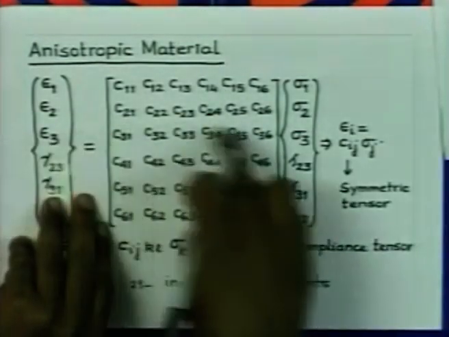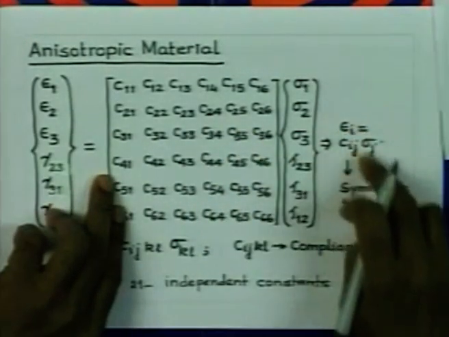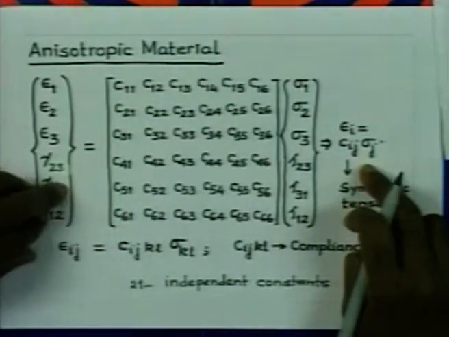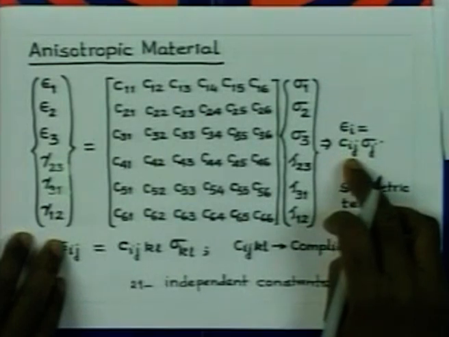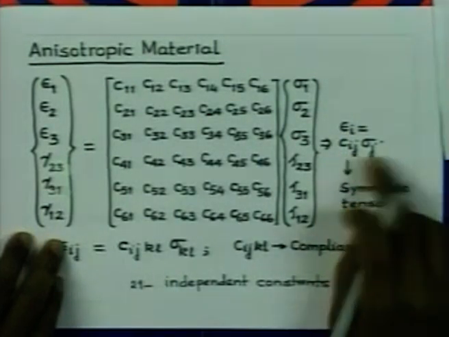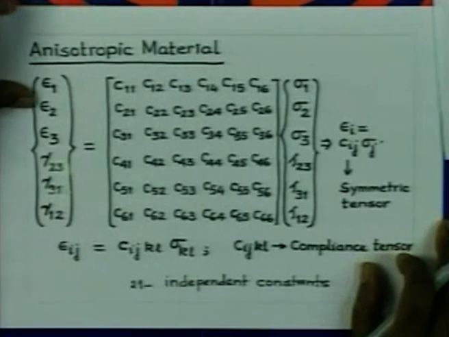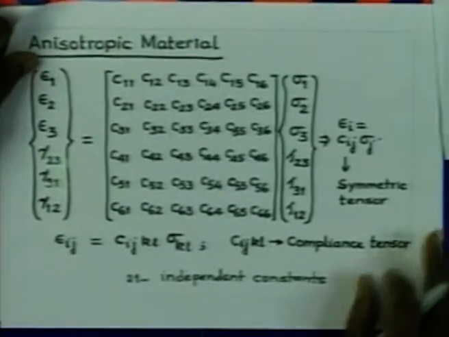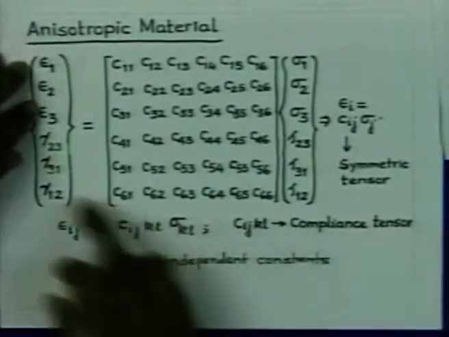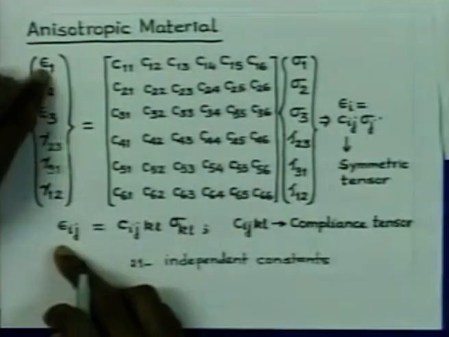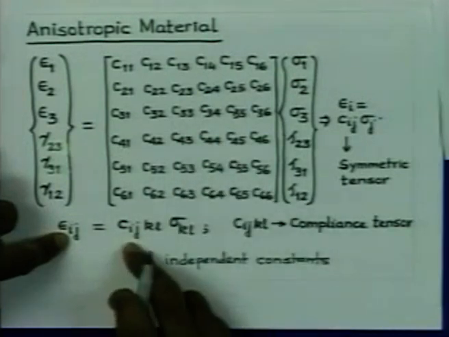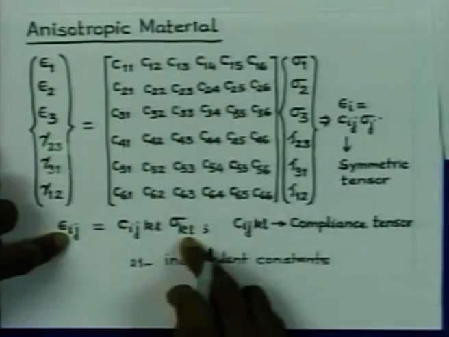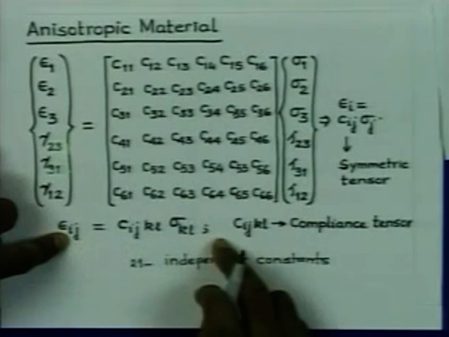Sometimes this form can be simply written by using the tensor notation epsilon i equal to Cij into sigma j, wherein i is varying from 1 to 6, j is varying from 1 to 6. But in general we can write this in this form, that this is the strain tensor and this is nothing but compliance tensor into the stress tensor. So therefore this is the generalized Hooke's law for anisotropic material.